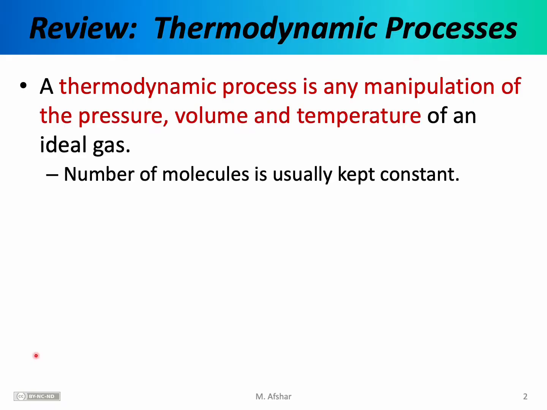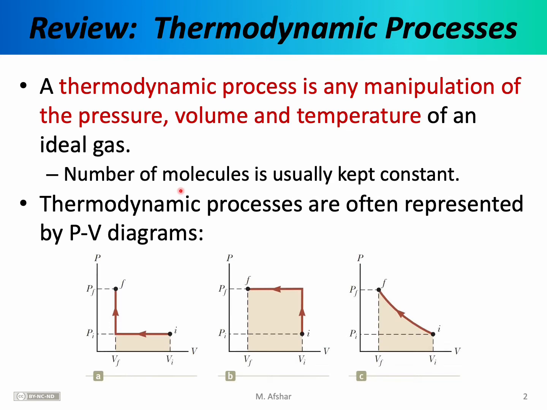Recall from our last lecture that a thermodynamic process is any manipulation of the pressure, volume, and temperature of an ideal gas. In principle, one could change the number of molecules in the ideal gas, but in this class, we will almost always assume that the number of moles or the number of molecules in the ideal gas is kept fixed. Also recall that we like to describe thermodynamic processes using PV diagrams. By following the graph on a PV diagram, you can see clearly how the ideal gas is being manipulated.